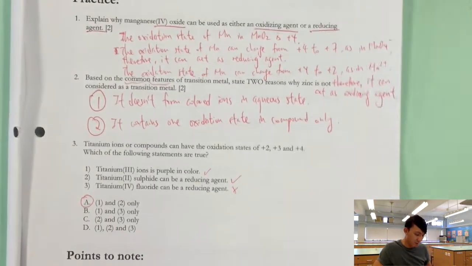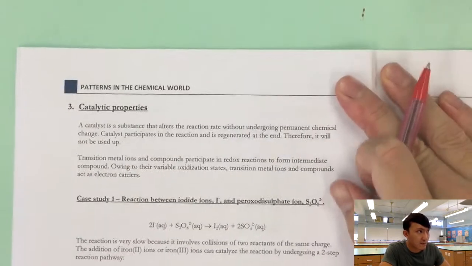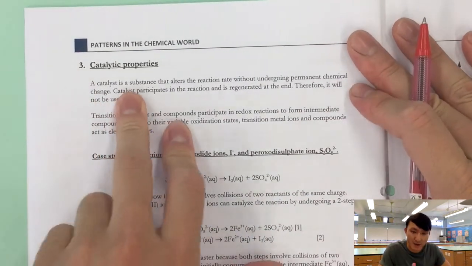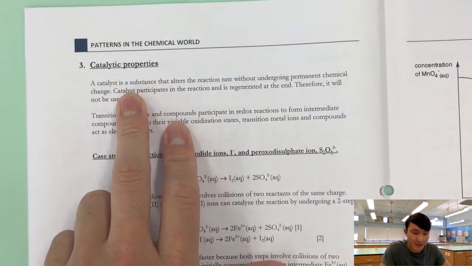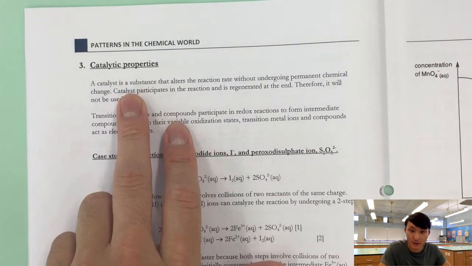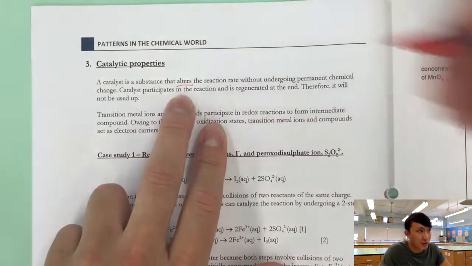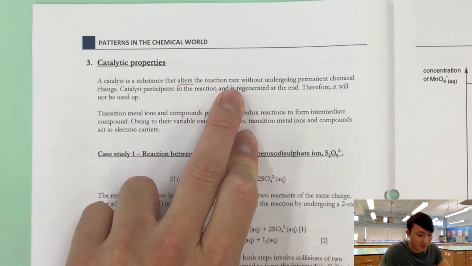Next one. Next one is talking about the catalytic property. Okay, again, this one we have repeated many times because catalyst appears in several different topics in chemistry. Now, a catalyst is a substance that can alter, that means change, the reaction rate without undergoing permanent chemical change.